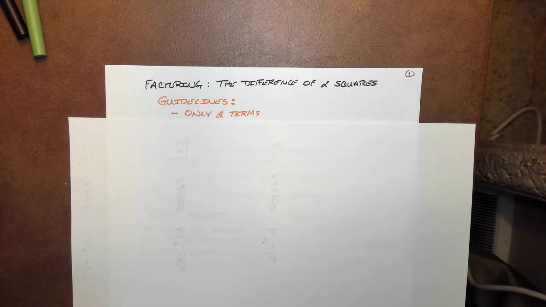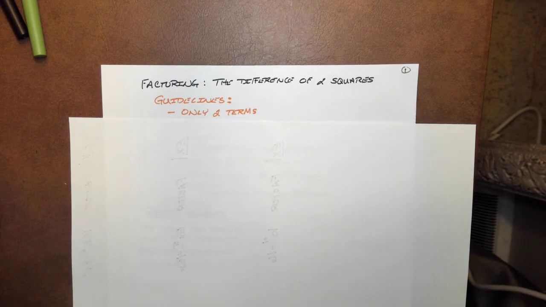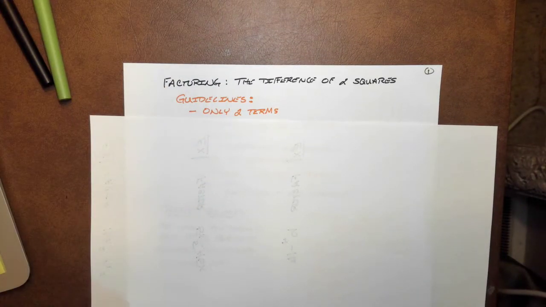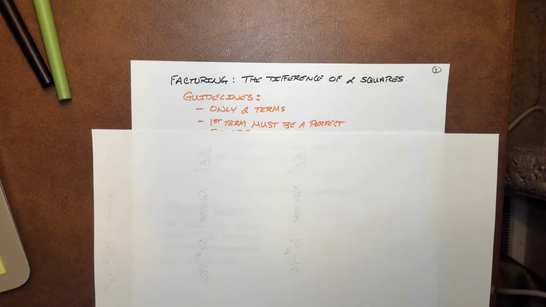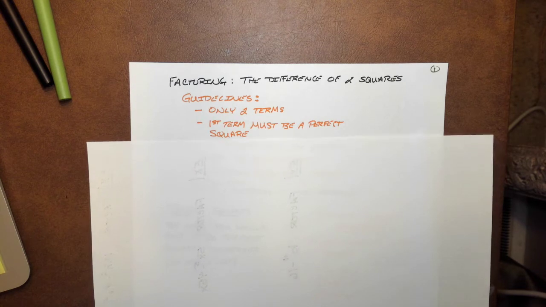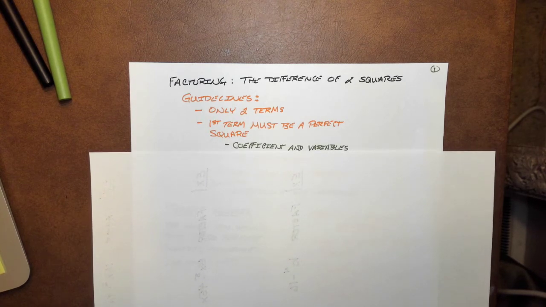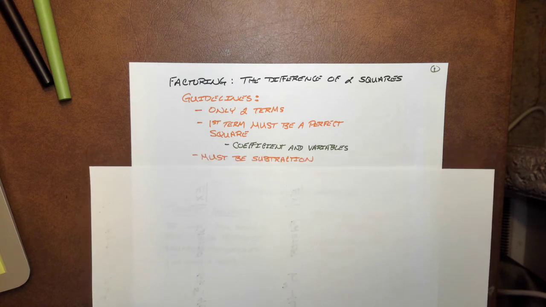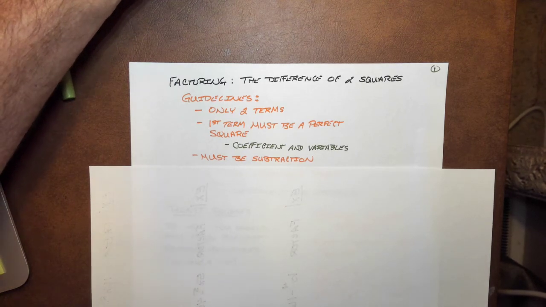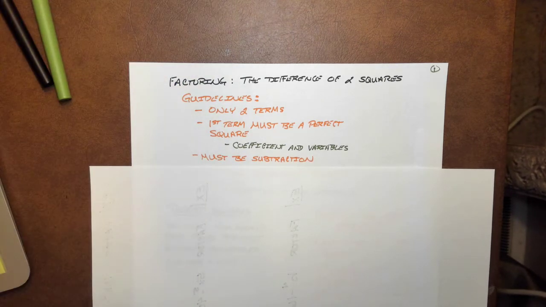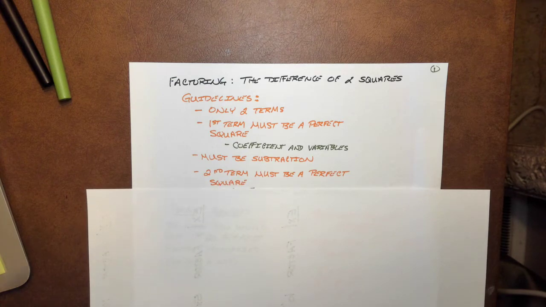First, there's only going to be two terms. Okay, so that kind of limits your choices in terms of all the different factoring patterns we have, which ones you want to look for. Only two terms. Next, the first term must be a perfect square. And that means that the coefficient is a perfect square, knowing your first 20 perfect squares. We've done bonus work on that. And the variables need to be perfect squares. It must be a subtraction problem. And the second term must be a perfect square.